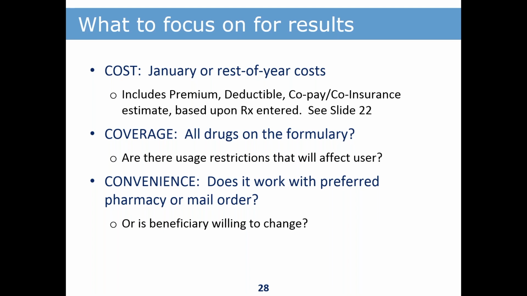And then the last one is convenience. Does it work either with their preferred pharmacy or mail order, or are they willing to change? Sometimes when you show the numbers of the difference in costs, the beneficiary will say, hey, I'll try mail order, or I'll try a different pharmacy because I know it could save me up to a couple hundred dollars over the course of a year or more, so it might be worth it for them to change. Okay.